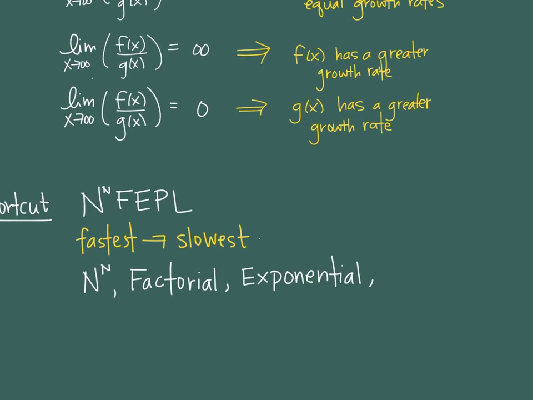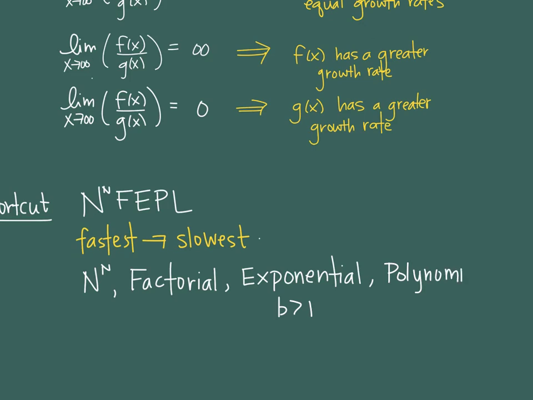As long as your base is greater than 1. Because we already saw with Cassidy, if the base was less than 1, like 0.9, then it's not growing fast at all, it's shrinking. Okay, so the base has to be greater than 1 if you're talking about exponential. All right, P, polynomial.